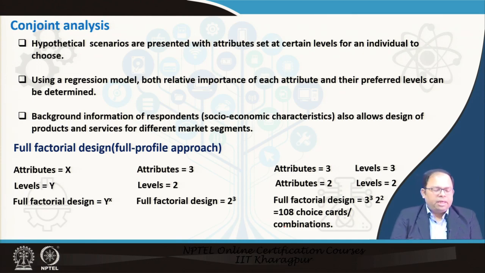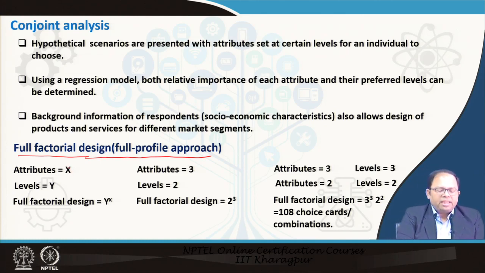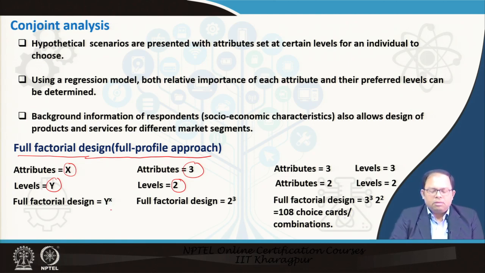Now, when we consider a full factorial design, which is also called a full profile approach, for example, x is the number of attributes and y is the number of levels. Say we have 3 attributes, and each of these attributes has 2 levels. Then in a full factorial design, the total number of combinations is y to the power x, that is 2 to the power 3, so around 8 combinations. So there are 8 ways we can present these different combinations to the person we are surveying, and seeing these combinations, he can choose a particular mode as per his preference.